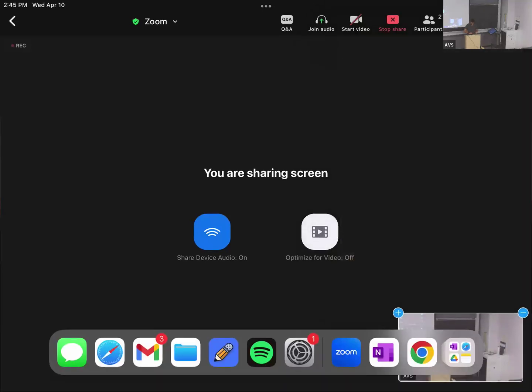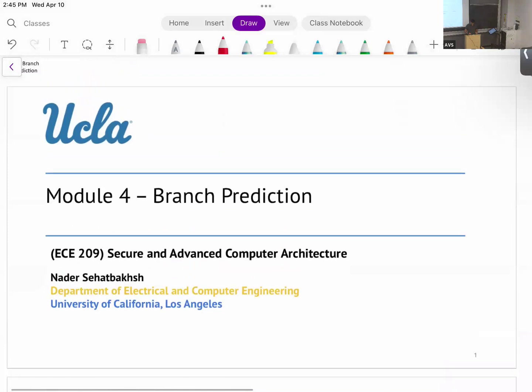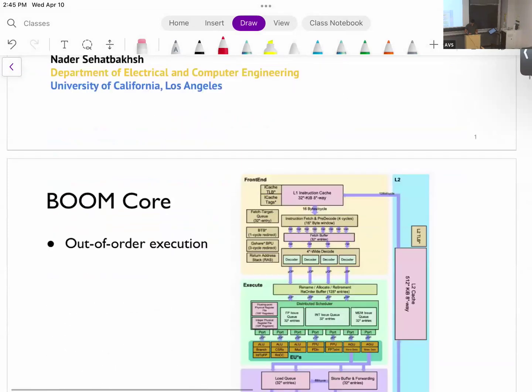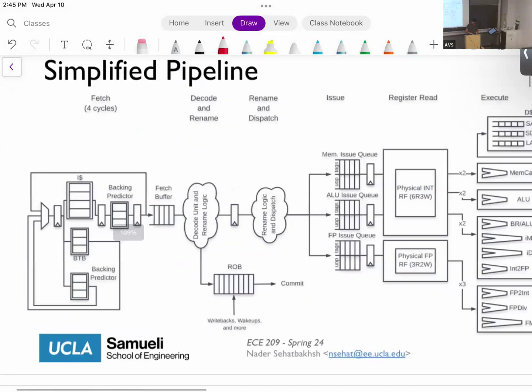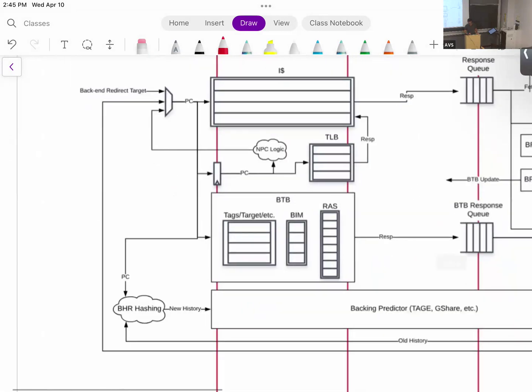All right, since we don't have much time, let's continue. So let's talk about branch prediction. If you remember, I told you that the fetch unit takes 4 cycles in BOOM. The reason for this is that we do very sophisticated branch prediction, and that helps us a lot. So let's see actually what happens.